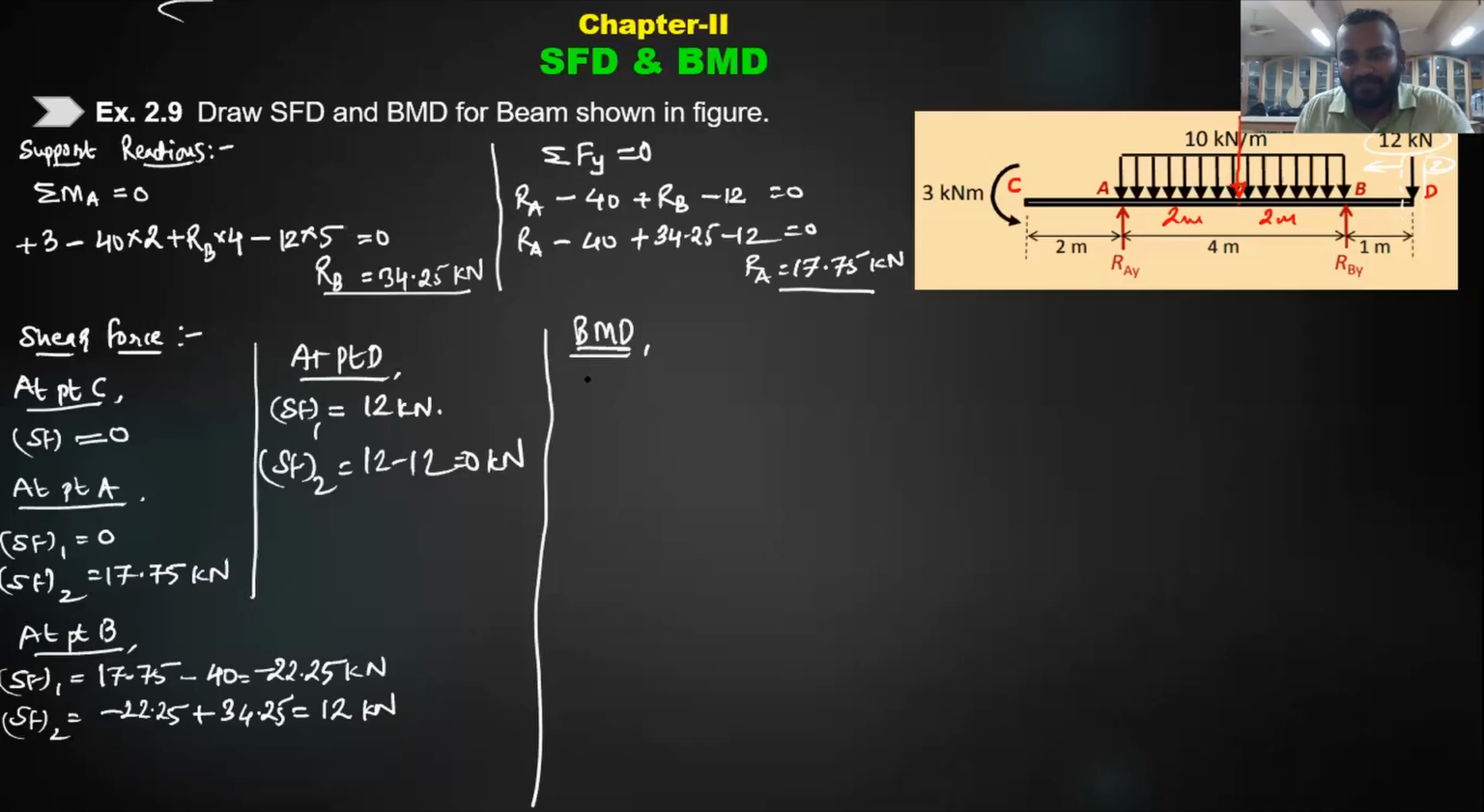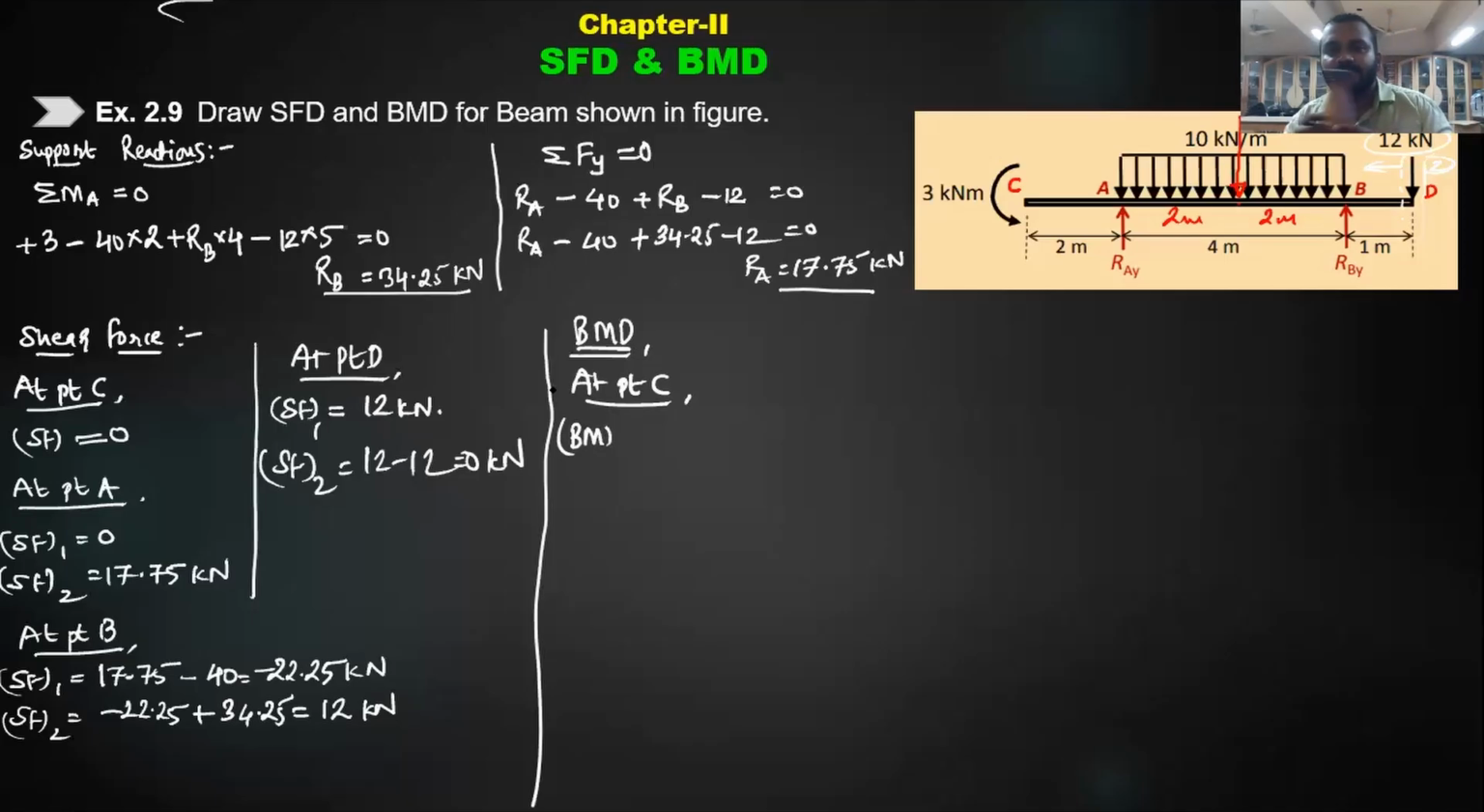To start with BMD, we can start with any point, take point C, and take C as the base. So at point C, BMD at point C, we will calculate the distances. Wait, I got confused. Will we be considering 2 sections at C or not?